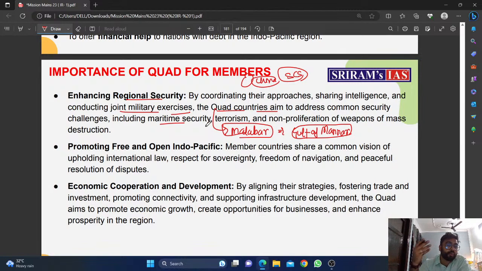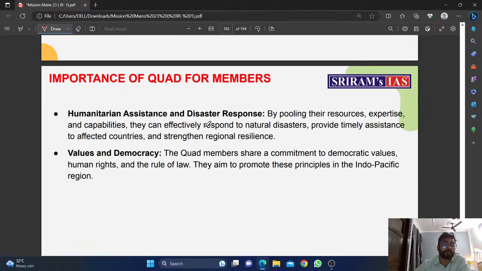Then इसके अलावा क्वाड का क्या इंपॉर्टेंस है? टू इंक्रीज इकोनॉमिक कोऑपरेशन एंड डेवलपमेंट, सो दैट ये चारों देश अपनी स्ट्रैटेजीज को कॉमन करते हुए They can improve their investment, they can improve their connectivity, they can support the infrastructure in each other's country, they can work on a common agenda, that is environmental protection, etc.